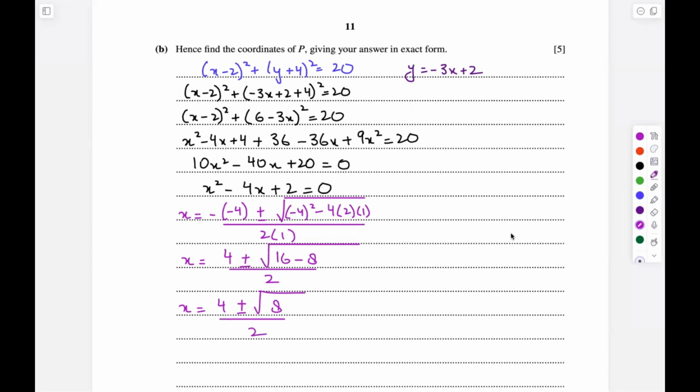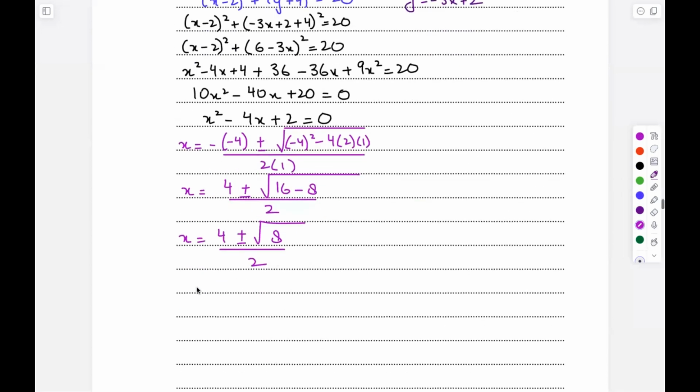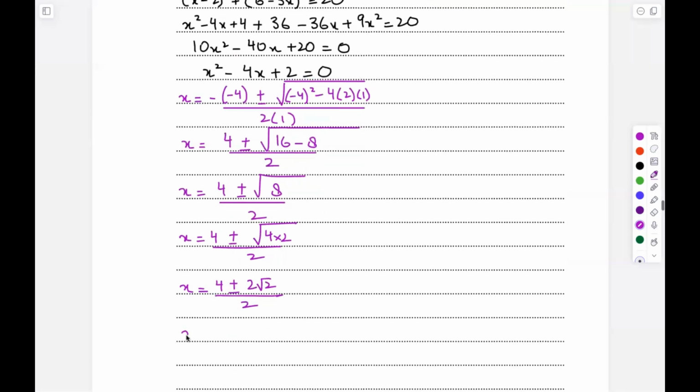Now square root of 8, we can write it as square root of 4 into 2. So we can write it as 4 plus minus square root of 4 into 2, upon 2. So square root of 4 will be 2. So this will become 4 plus minus 2 square root of 2 upon 2, which if we simplify, can be written as x equals 4 divided by 2, which is 2, and 2 divided by 2 will be 1. So this will be 2 plus minus square root of 2.